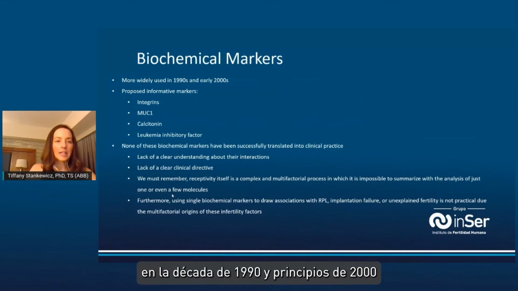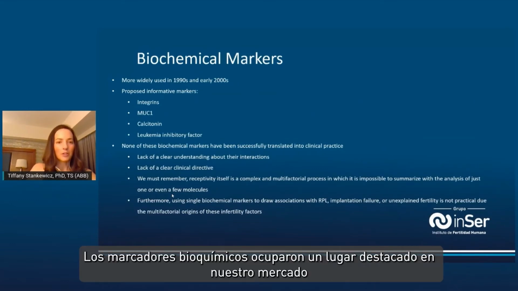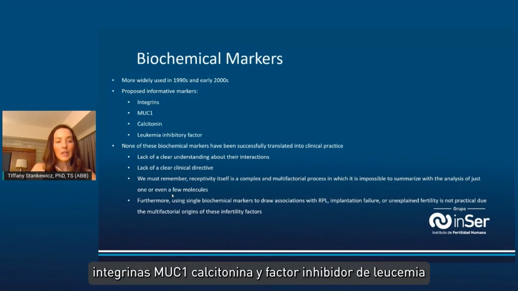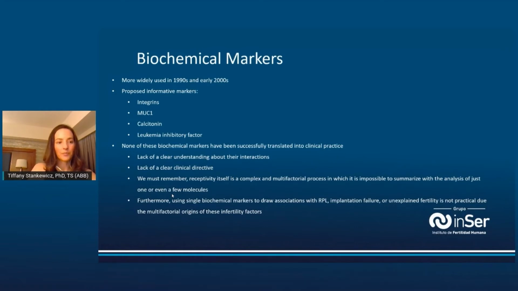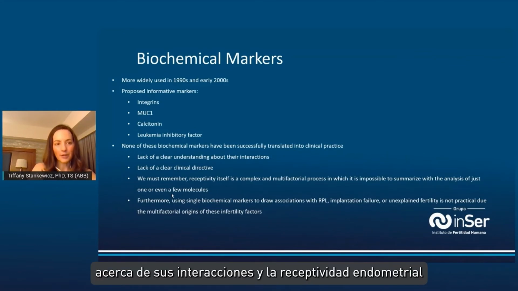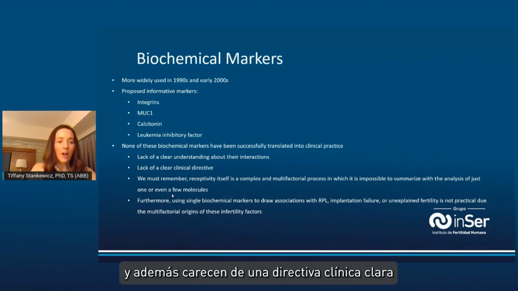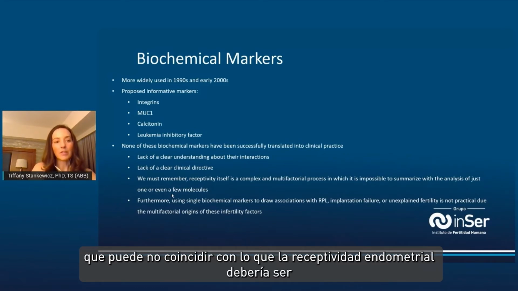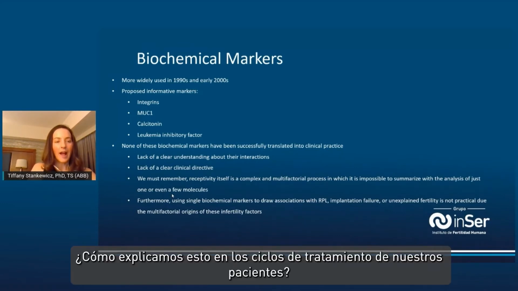Now, in the 1990s and early 2000s, biochemical markers came to a prominent place within our field. These proposed informative markers include integrins, MUC1, calcitonin, and leukemia inhibitory factor. However, none of these biochemical markers have been successfully translated into clinical practice, as we lack a clear understanding about their interactions in endometrial receptivity, and they also lack a clear clinical directive. So, for example, if we do see levels of one of these markers that may not coincide with what endometrial receptivity should be, how do we account for this in our patient treatment cycles?